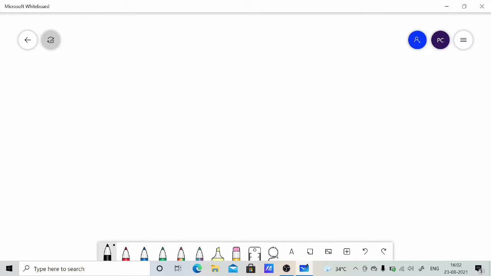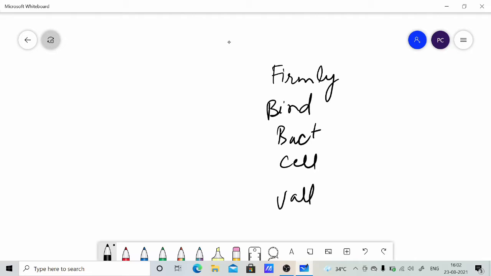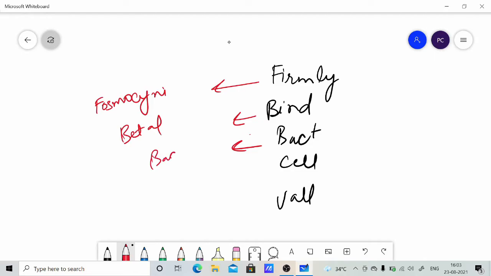Some of the drugs you can remember by the mnemonic "Firmly bind to bacterial cell wall." From F it is phosphomycin. From B it is beta-lactams, bacitracin, cycloserine, vancomycin.